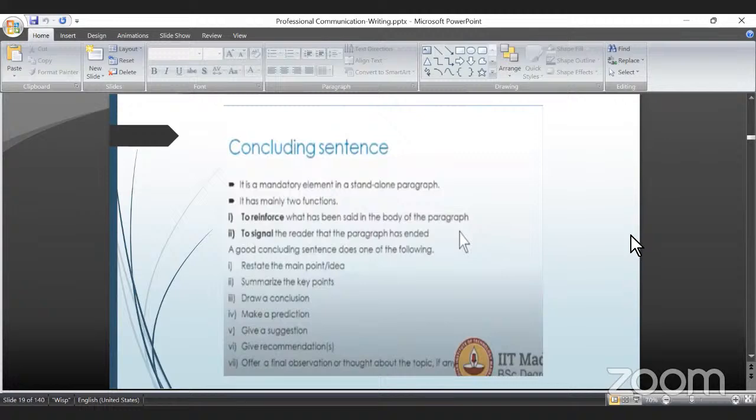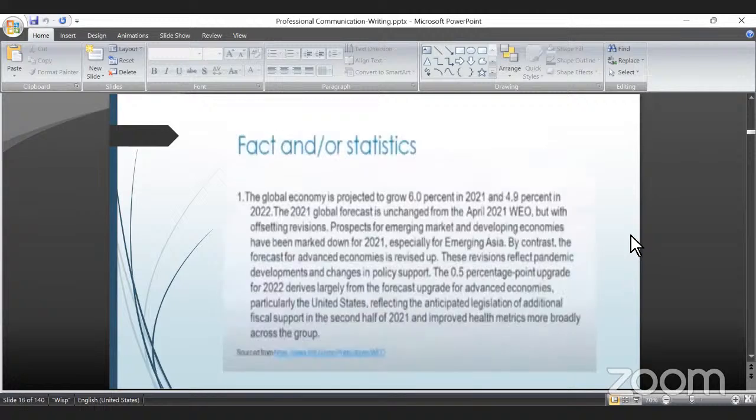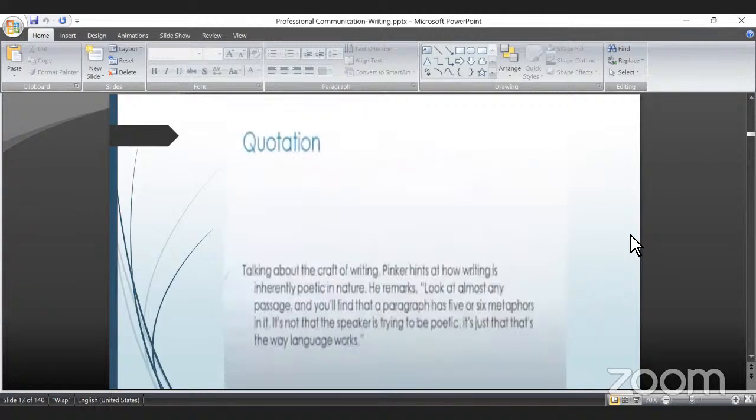No, but in the last sentence, the last part of that paragraph. This one? Yes, ma'am. He says it's just that that's the way the language works. So this. Yeah, sure. You can take that as a concluding sentence, offering a final thought. Yes. Yeah.